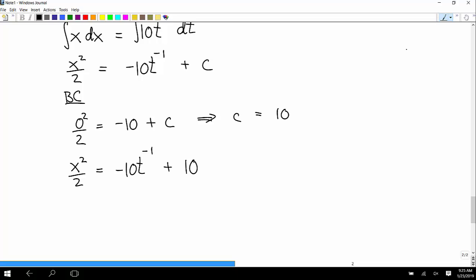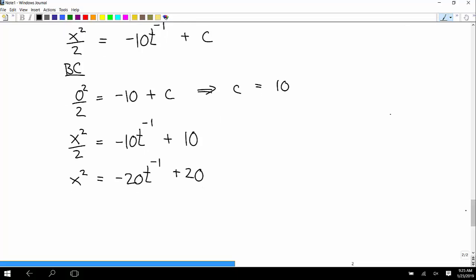And now we'd like to express x as a function of time. So multiply both sides by 2, and we get x squared is equal to negative 20 t to the minus 1 plus 20. And then take the square root of both sides, and you get x is equal to square root of negative t to the minus 1 plus 20.